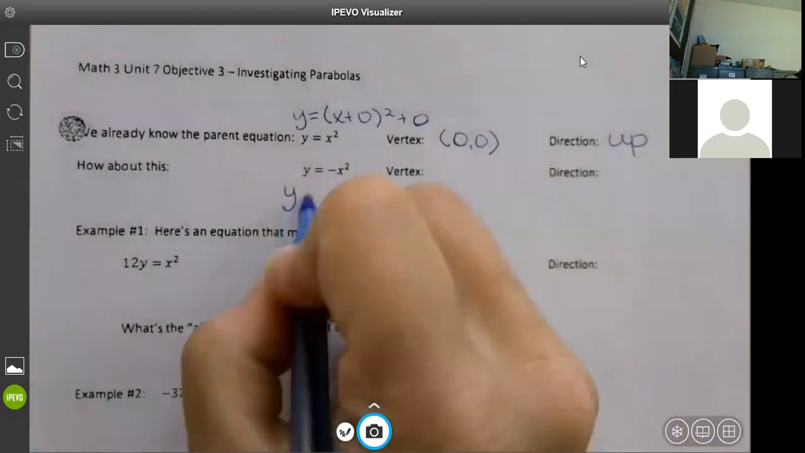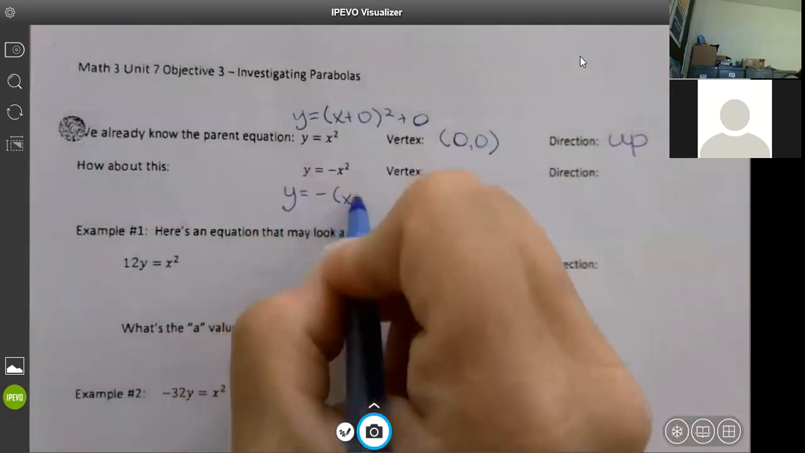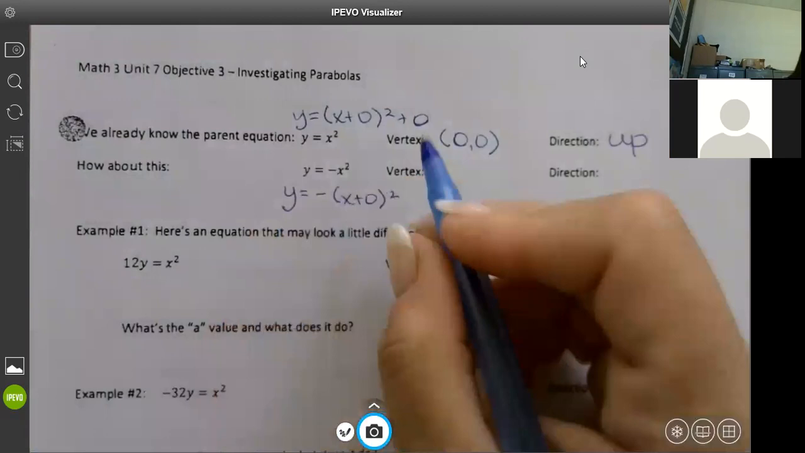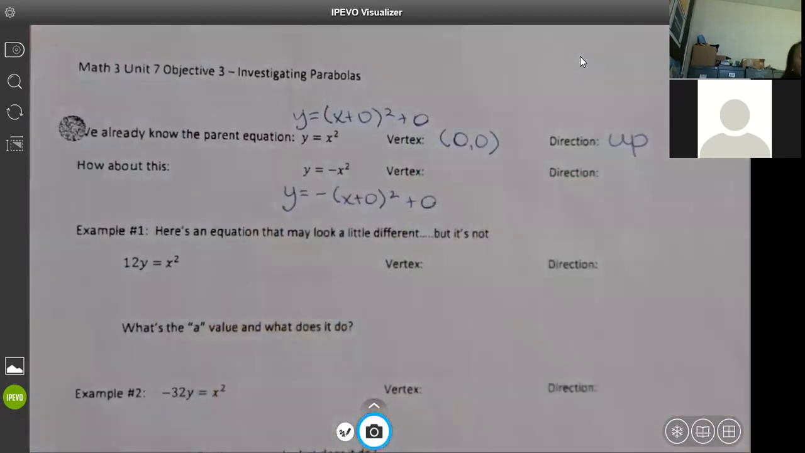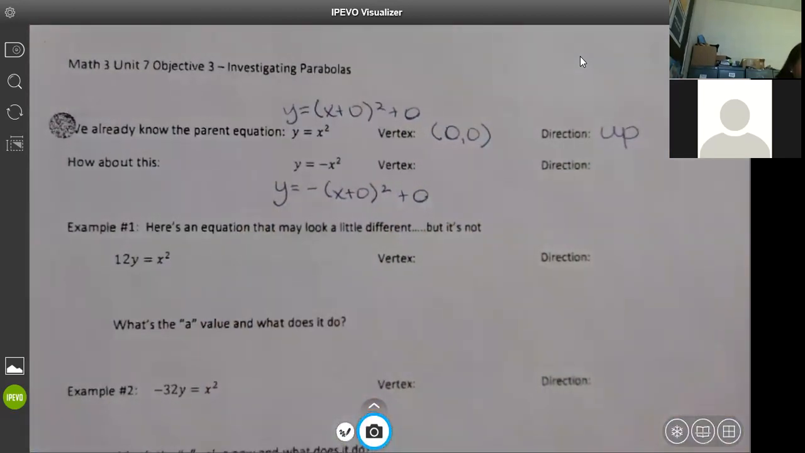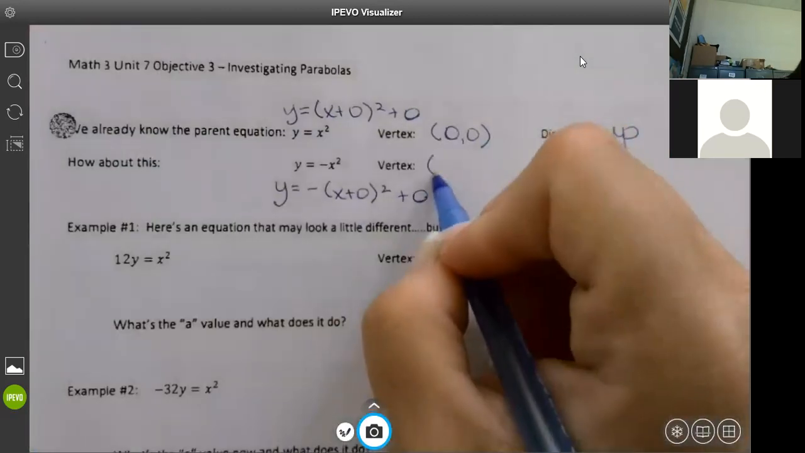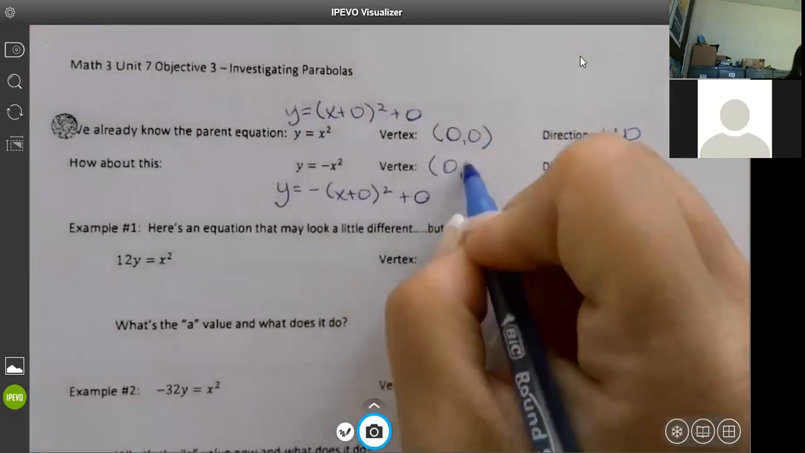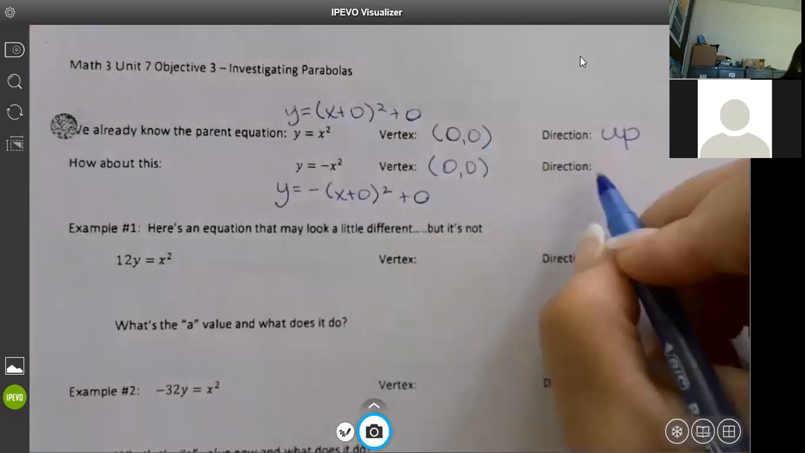Same thing on the next one. If you have the negative outside, we're just going to rewrite it as negative (x plus 0) squared plus 0. So what would your vertex be? Same thing, 0, 0. But your direction would be what? Down.